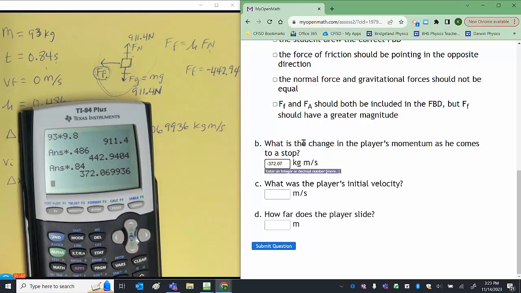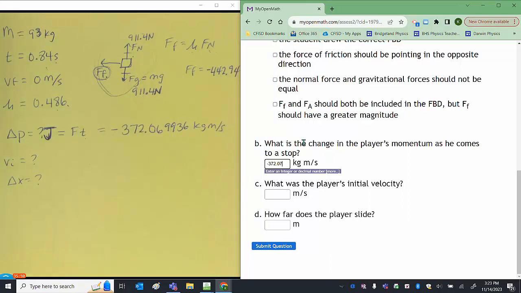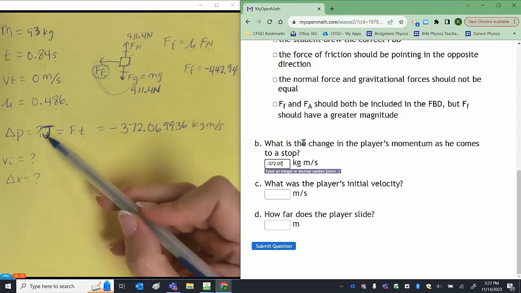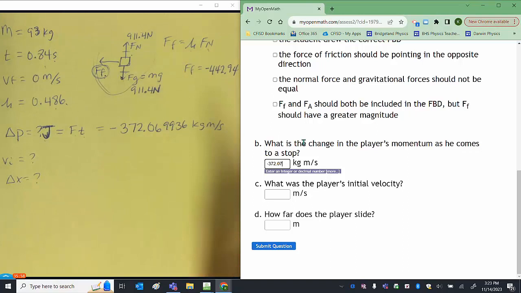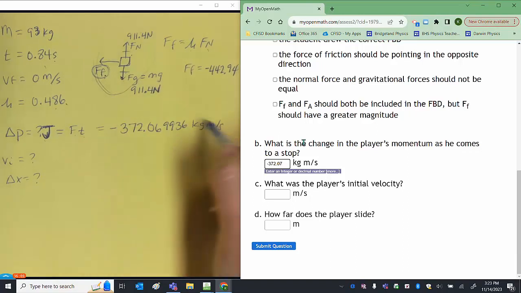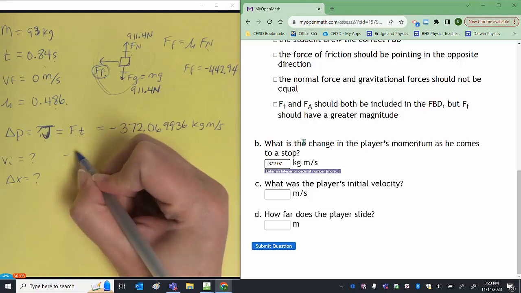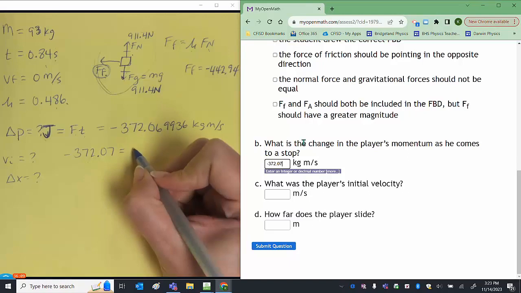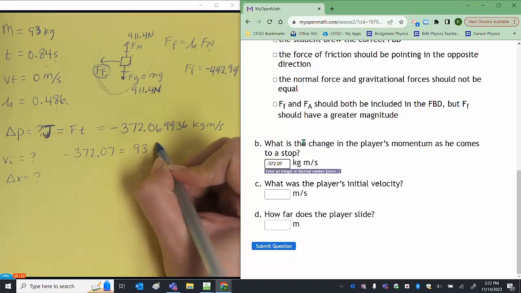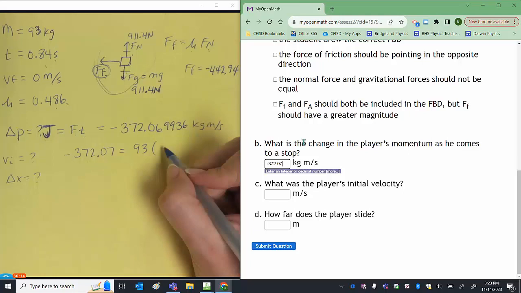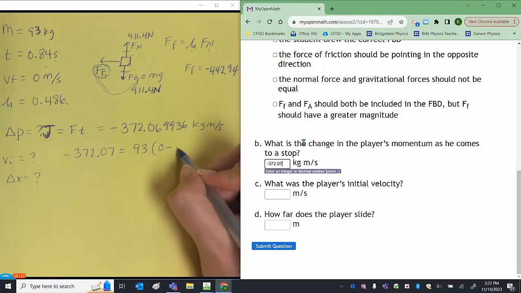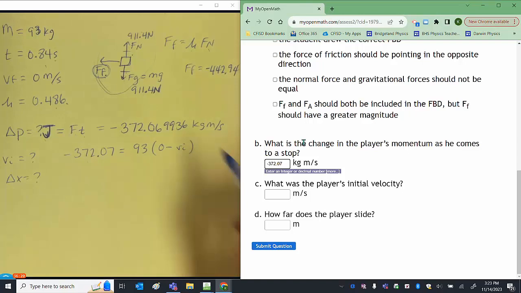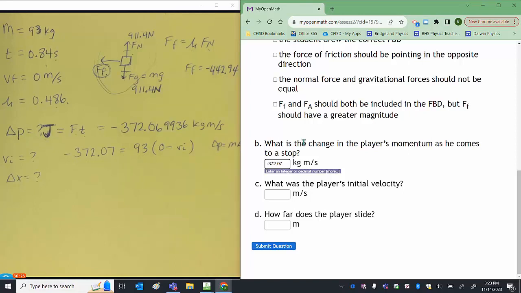He lost his momentum. What is his initial velocity? Again, in addition to impulse being force times time, it's also mass times change in velocity. And so I can take this answer that I got from my impulse, negative 372.07, and I can set it equal to mass times change in velocity. My mass is 93. And again, delta V, change in velocity, is VF, which is 0, minus VI. So now we can solve for our initial velocity this way. Again, this is delta P equals m times delta V.